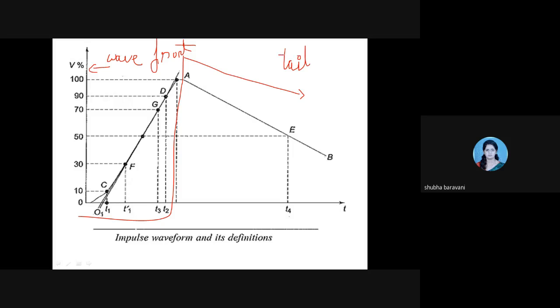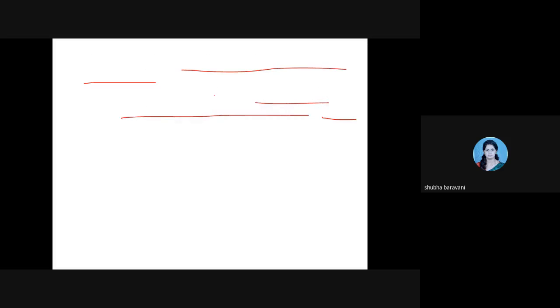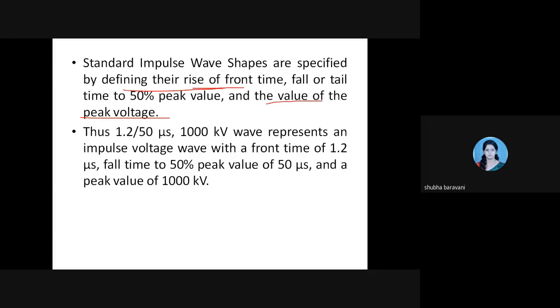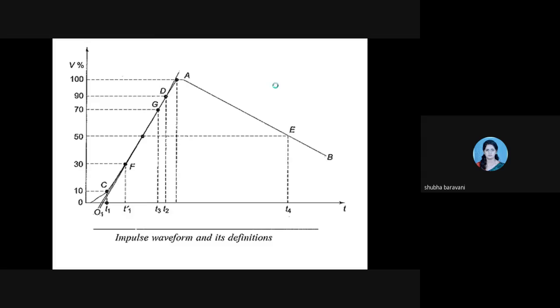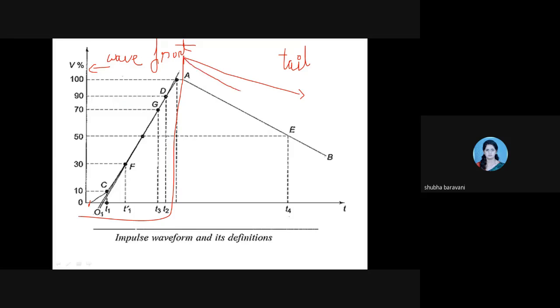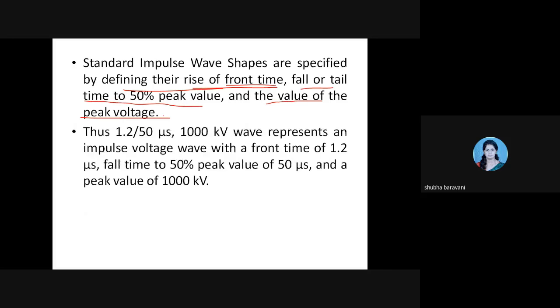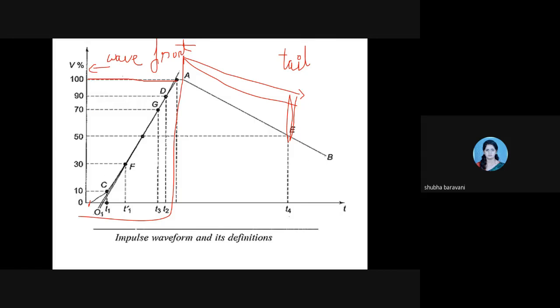Any impulse wave is specified in terms of its rise time or front time. It means how much time is taken for the wave to rise from 0 to the peak value. Then the fall time, or time to 50% of peak value: from here up till point E, what is the time taken? And the value of the peak voltage. It means what is the value here.